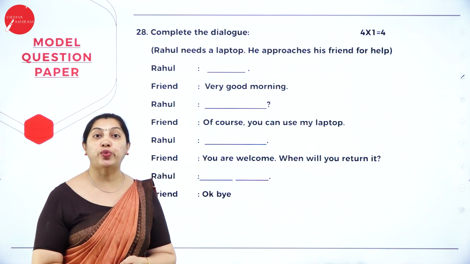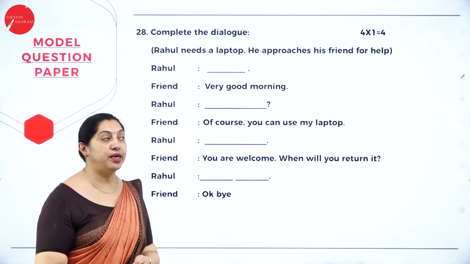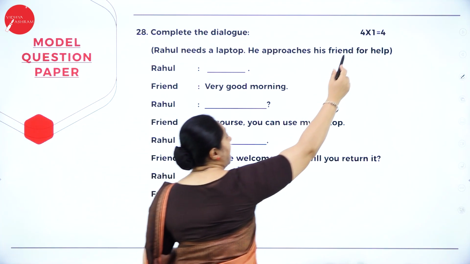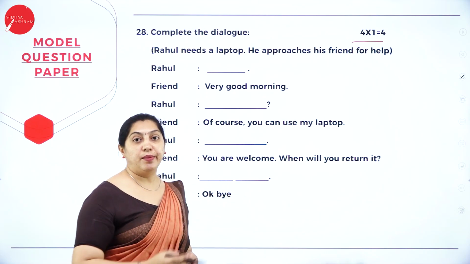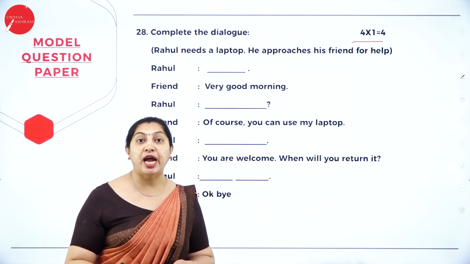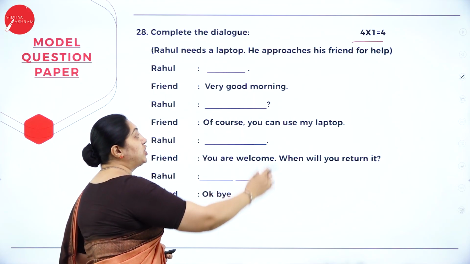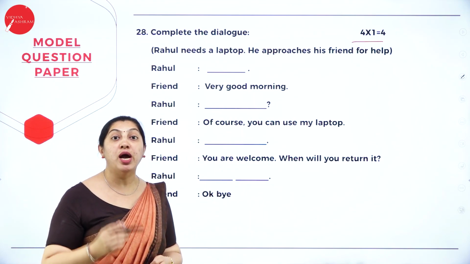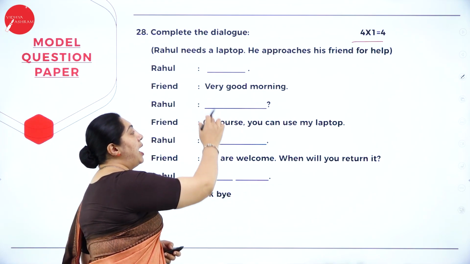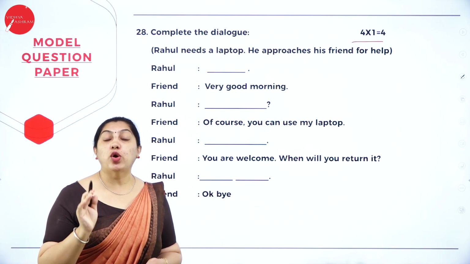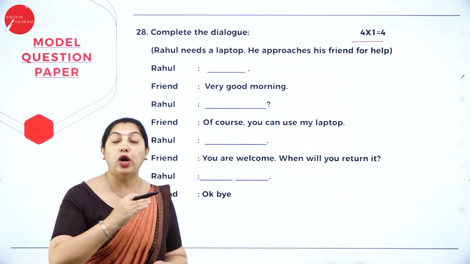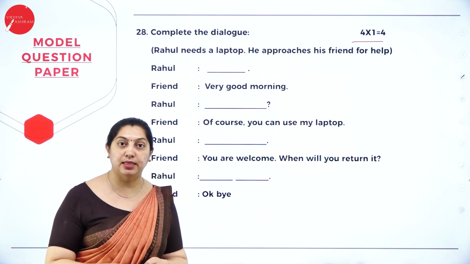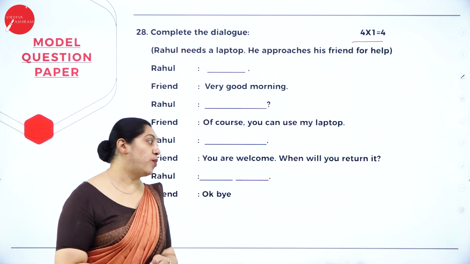Next, question number 28. That is complete the dialogue. This question carries 4 marks. You can see 4 blanks. When you attempt this question, make sure that you write the complete dialogue, and then underline the answers. Don't write only the answers. You have to write the complete dialogue and then underline the answers. This question carries 4 marks.